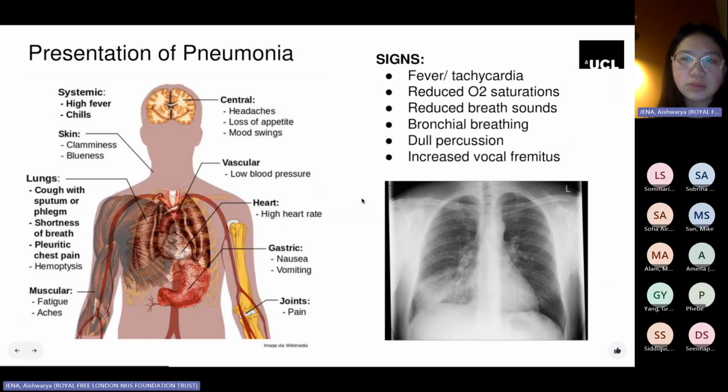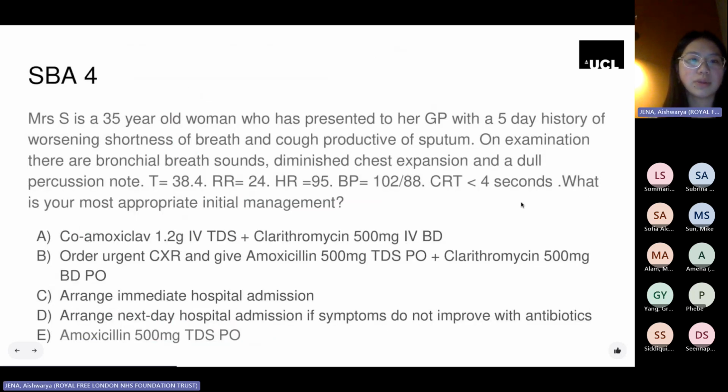So how does pneumonia present? If someone comes in with fever, fast heart rate, reduced O2 saturations, reduced breath sounds, dull percussion, and they're coughing, they've got a history of sore throat, and they're feeling really fatigued, you need to think immediately of pneumonia, especially for older patients. And then you should calculate the CURB score. I think that came up in an OSCE in a previous year, not in our year. So okay, good thing to remember.